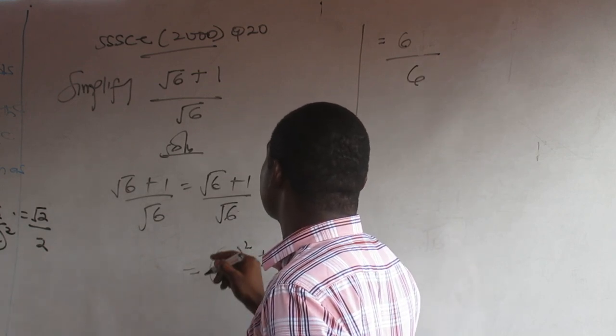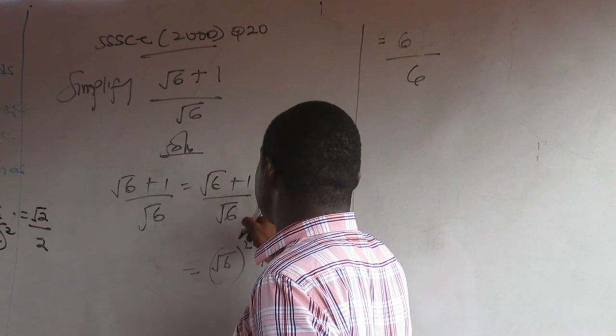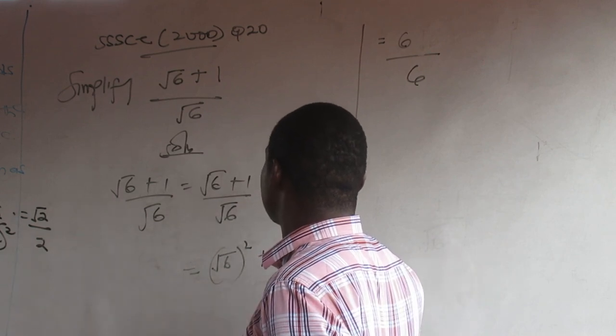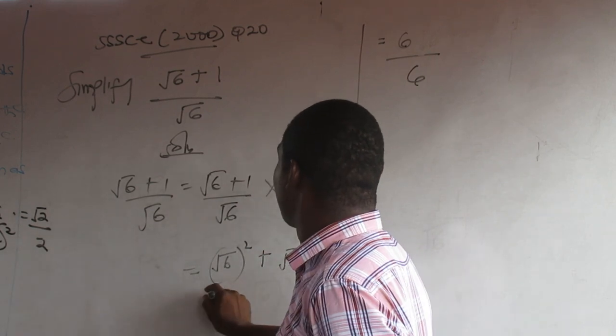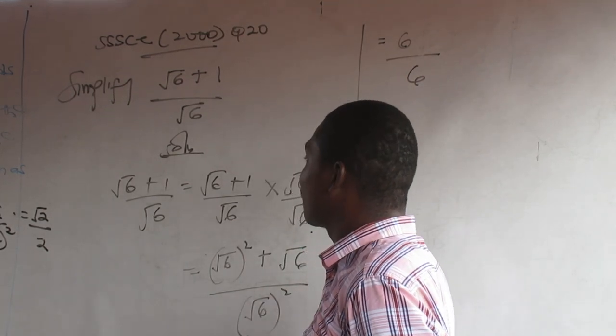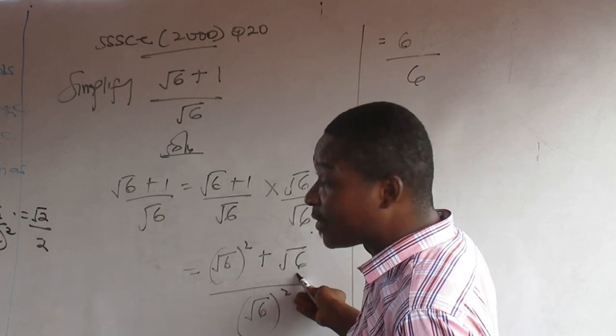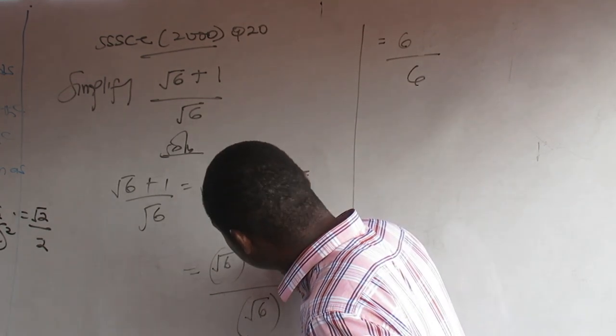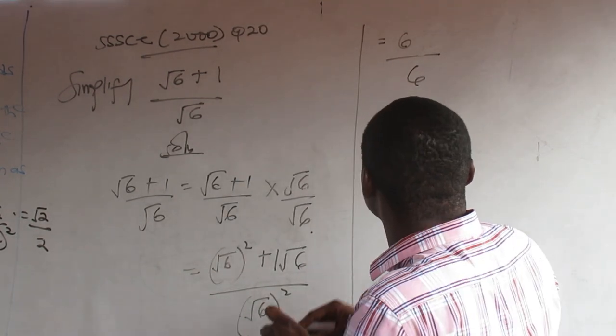plus root 6. Good. Good. Yeah. Root 6 by root 6, that root 6 all what? Squared. Look at it. So this by that, that by that. Okay? So there is 1 root 6. Let's fix it there for security reasons.